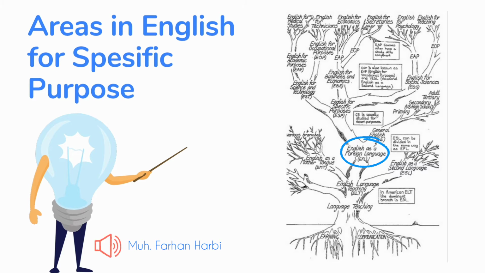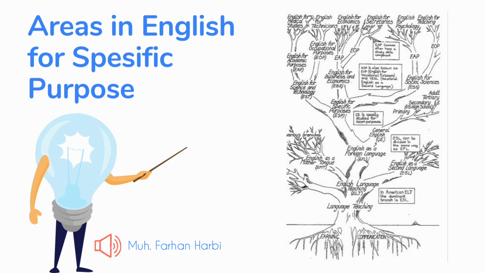EFL or English as a foreign language is divided into two comprehensions. There are General English and English for Specific Purposes or ESP. General English is usually studied for exam purposes, which means that it can only be found in schools, such as primary school, secondary, and adult tertiary school, which means universities and college.